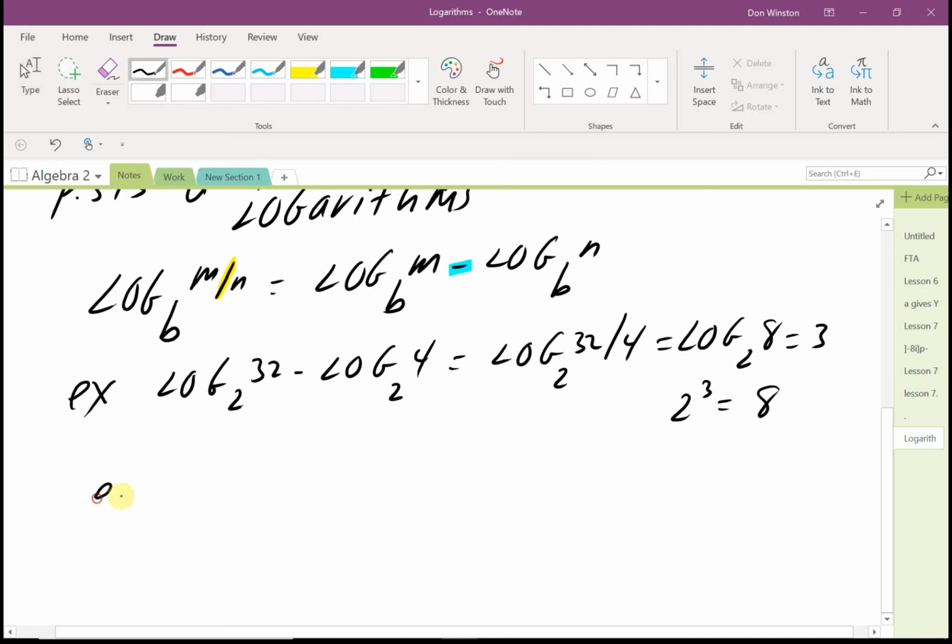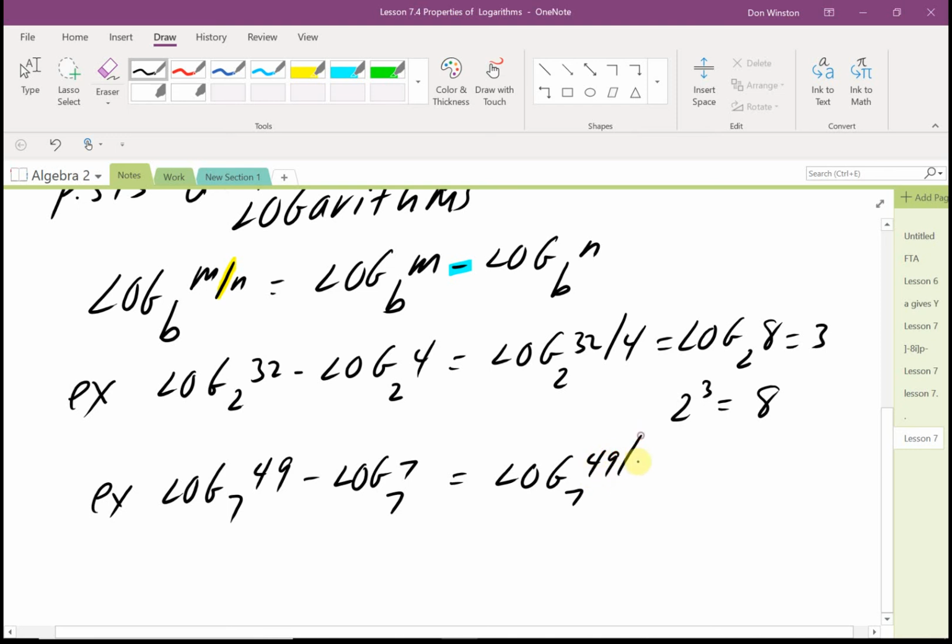As another example, log base 7 of 49 minus log base 7 of 7 equals log base 7 of 49 divided by 7, which equals log base 7 of 7, which equals 1, because again 7 raised to the 1 is equal to 7.